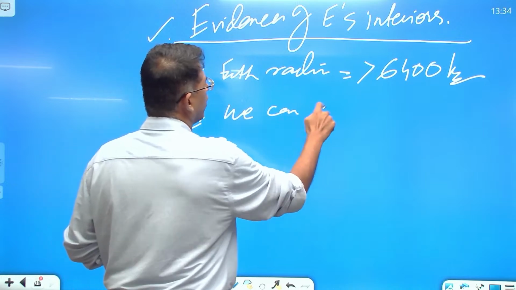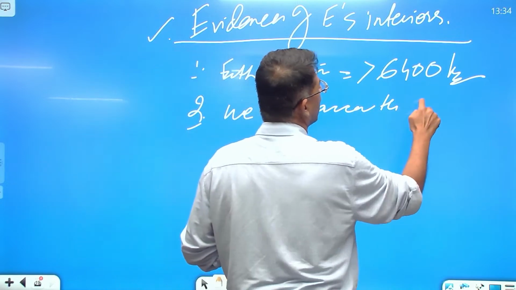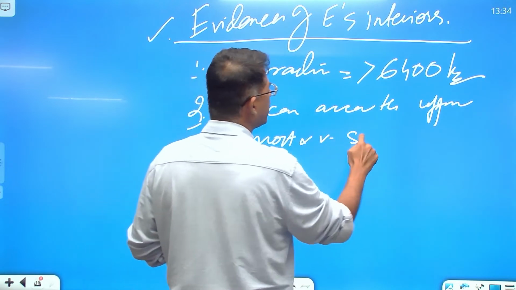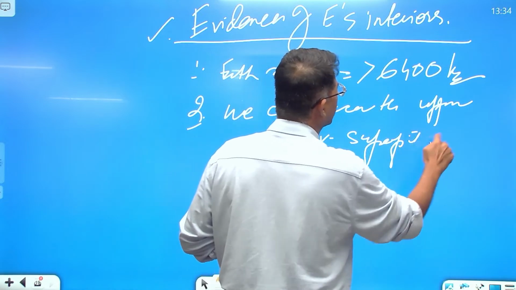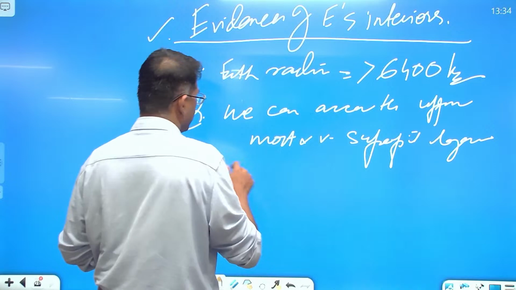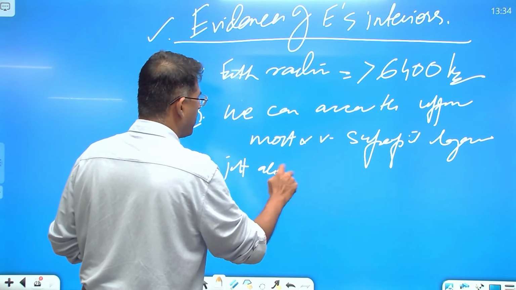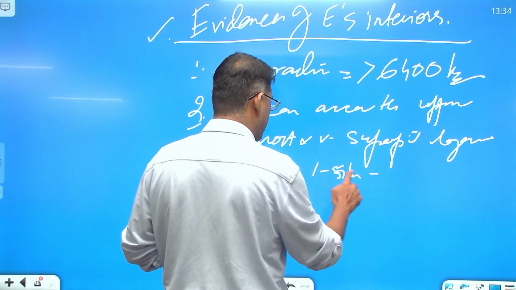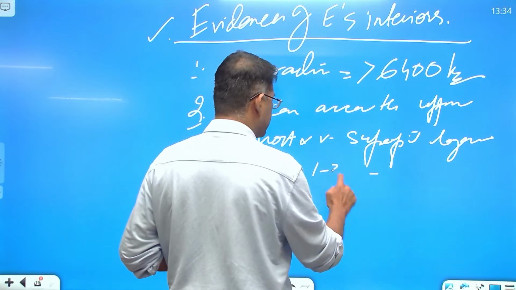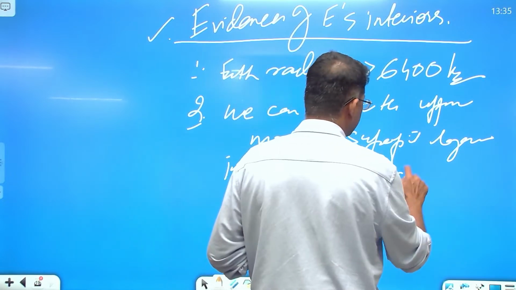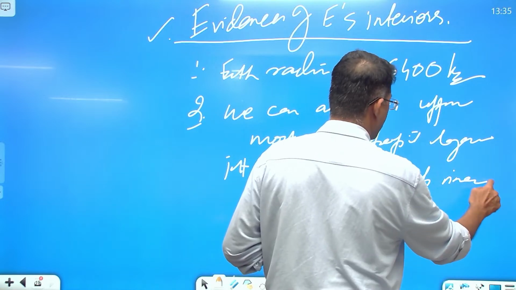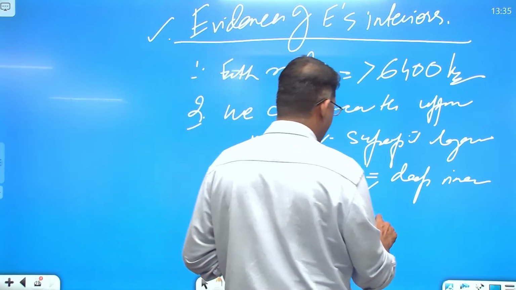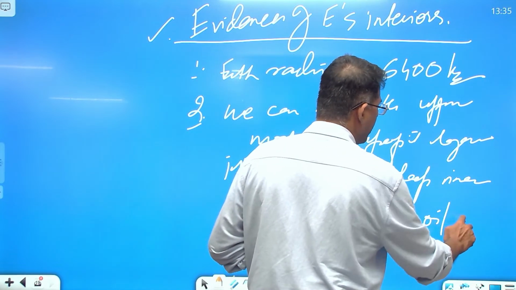We can access the uppermost and very superficial layers. Okay, just about 1 to 5 kilometers, 1 to 3 kilometers in the deep mines, and about 10 to 15 kilometers at the locations of oil drilling.